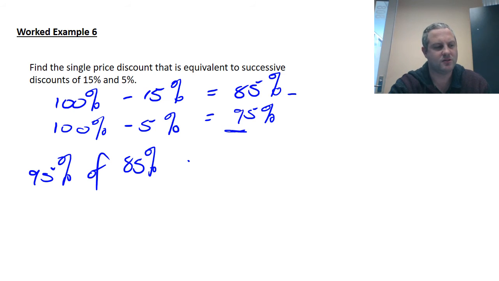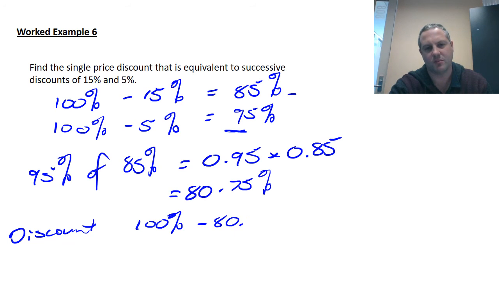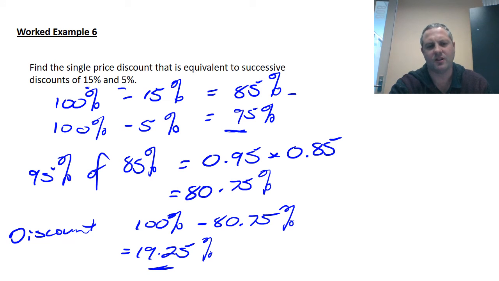We convert to decimals: 0.95 times 0.85, and we end up getting 80.75%. Now, to find the discount, we write discount equals 100% minus that 80.75%, and that gives us 19.25%. As you can see, we had 15 here and 5 here, but in the end we only have a 19.25% discount, not 20%. So that's the equivalent to successive discounts.